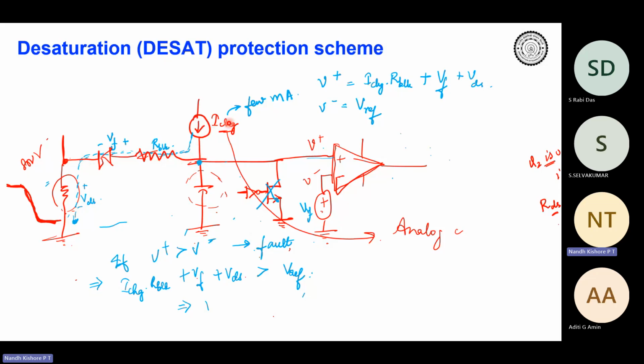Why? The reason is that your I charge is fixed, correct? RBLK is fixed. Therefore, I charge into RBLK is a fixed number, right? It's a constant current source. VF of the diode, again, is a fixed number. And our VDS, again, is fixed based on the operating condition, because VDS is basically I into RDS. You know that, let's say the buck converter is taking 20 amperes current or something like that. So your VDS is fixed, that is I into RDS is fixed. So all of these quantities are fixed quantities.